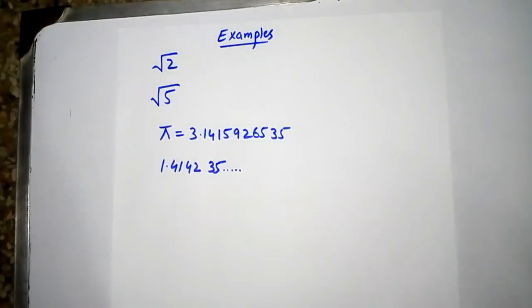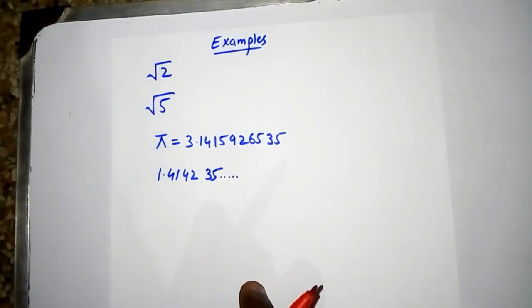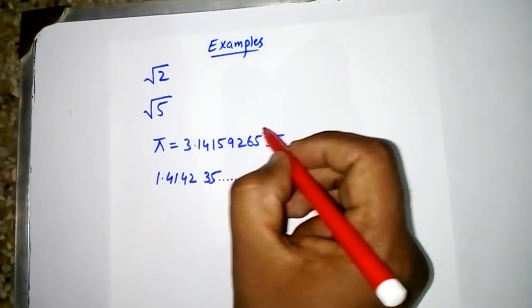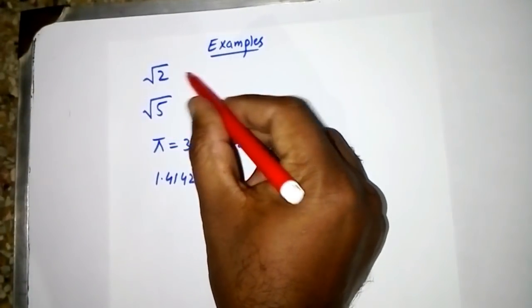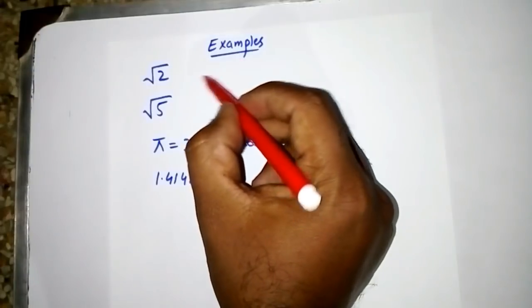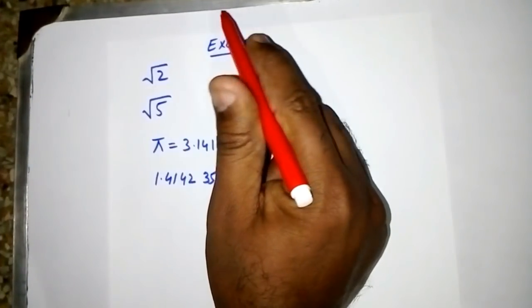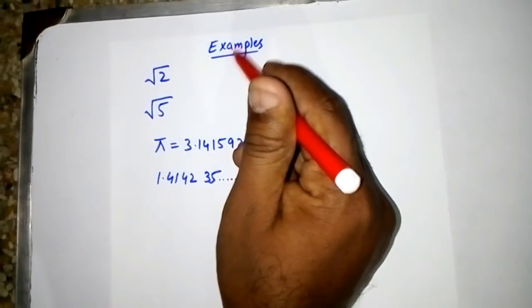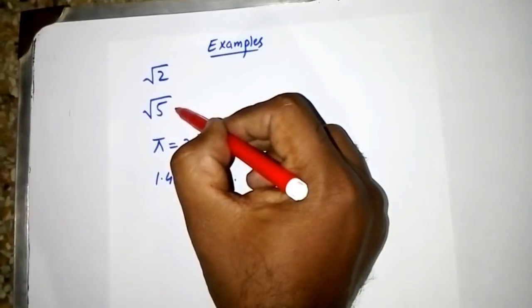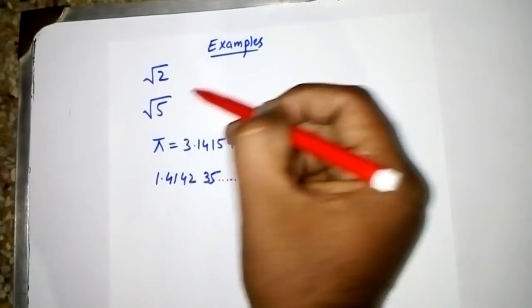Okay, so these are some examples of irrational numbers, like under root 2. Under root 2, 2 is a prime number. Okay, and the square root of 2 is not a perfect square. Okay, so this is an irrational number. Again, the square root of 5 is also an irrational number.